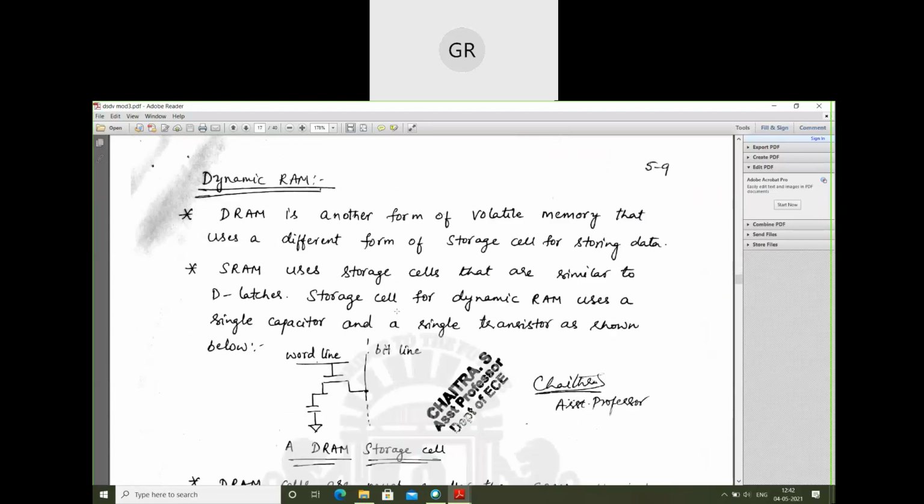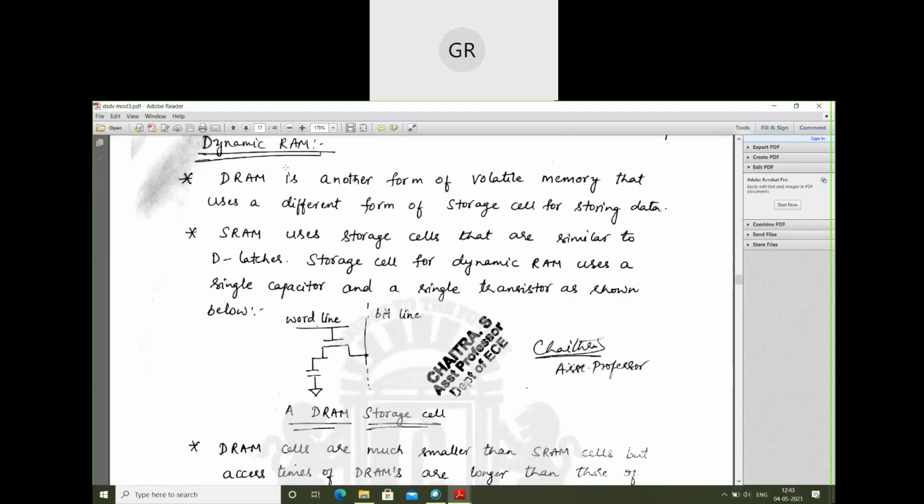Next topic is dynamic RAM. Dynamic random access memory. There are two types of random access memory: static RAM and dynamic RAM. We already discussed static RAM. There are two types of static RAM: asynchronous and synchronous. Synchronous can be classified as flow-through SSRAM and pipelined SSRAM. Just go through that. Next we go for the dynamic RAM.